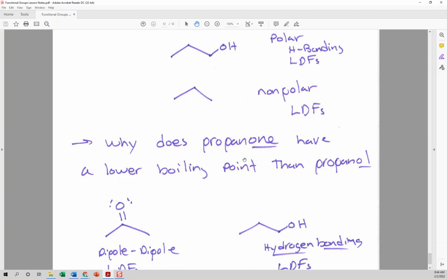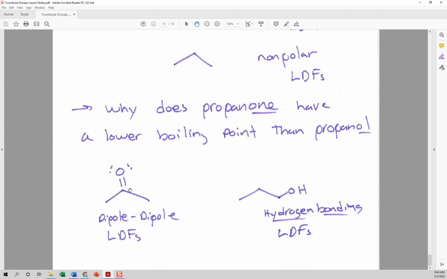Why does propanone have a lower boiling point than propanol, okay? Well, propanone is polar with dipole-dipole interactions, but propanol is polar with hydrogen bonding. So hydrogen bonding a little bit stronger than dipole-dipole, so we'd expect the propanol to have a higher boiling point than propanone. Even though they have similar London dispersion, similar number of electrons and that kind of thing, similar size molecule, because we have that fond bond, hydrogen bonding, and then no fond bond over here, only dipole-dipole interactions, right?